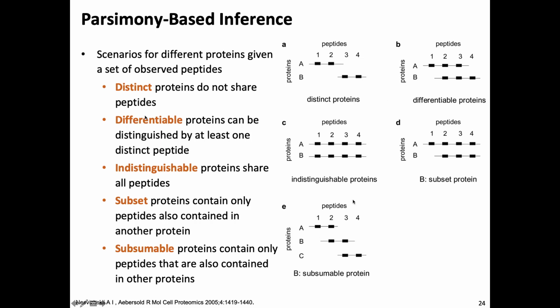There are other cases, like subset proteins. Here, there's no way you can ever prove the presence of B. Why is that? Because if A is present, then you don't see any additional peptides from B. Do you have any idea how you can still keep them apart?